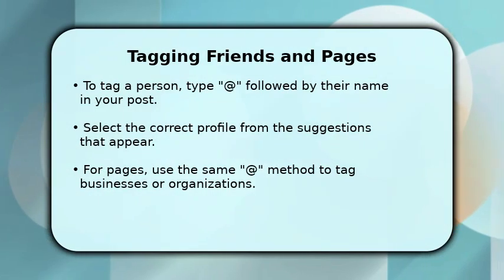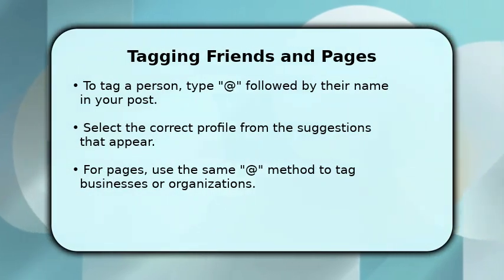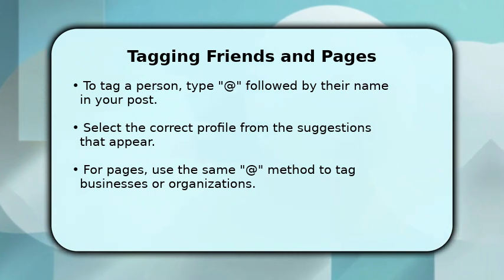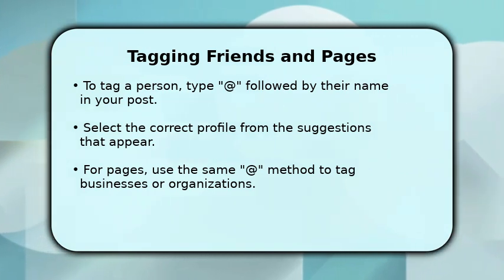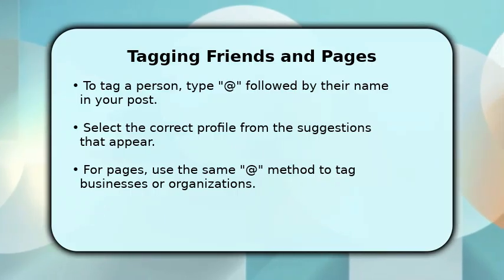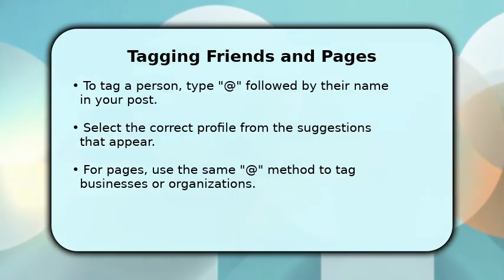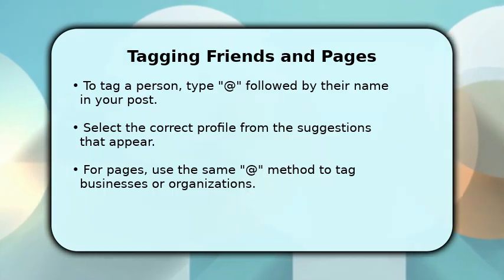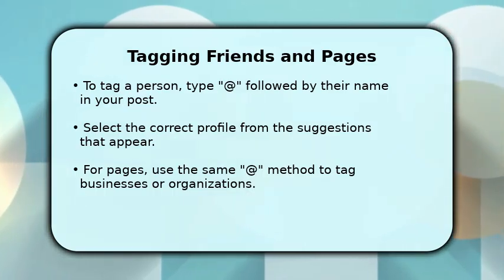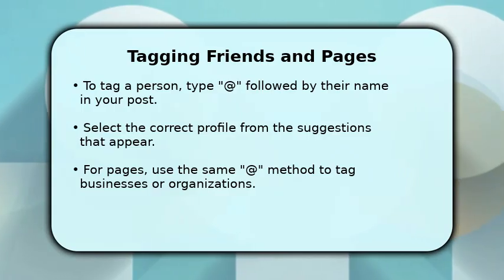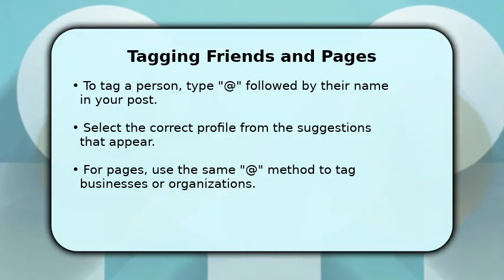Now let's get to tagging. To tag a friend, simply type the @ symbol and then start typing their name. A list of suggestions will pop up. Choose the correct person. You can also tag public pages like businesses or organizations using the exact same @ method. This links your post directly to their profile or page.